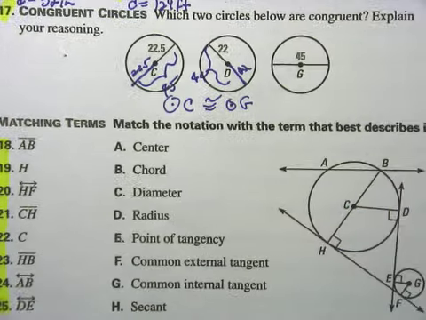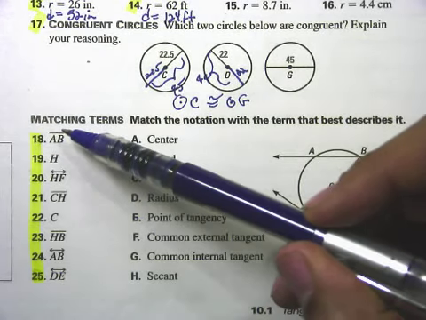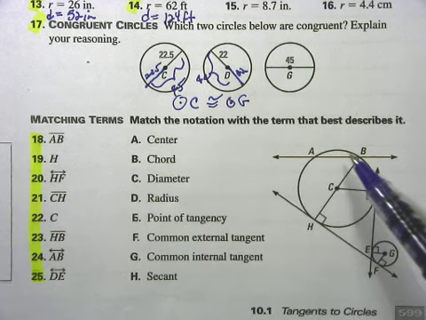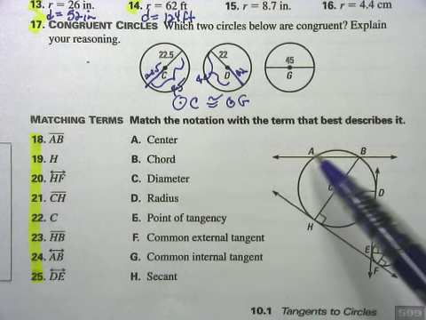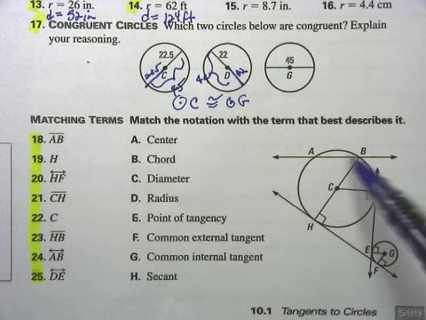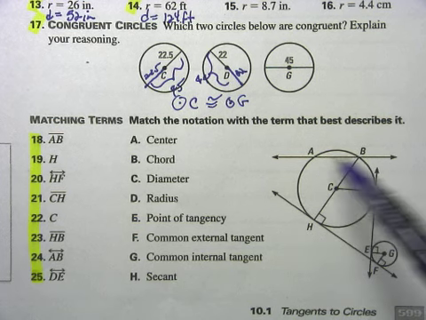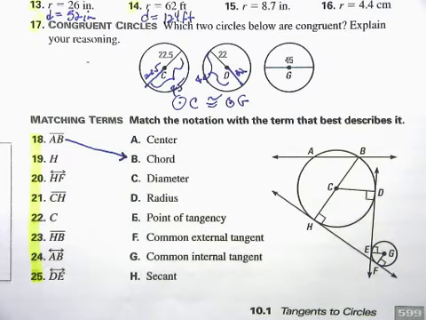Number 18 is a little bit tricky because if you notice here, see that line right there? That means a segment. Remember that. So when you're looking at this here, remember you're looking at segment AB. You're not looking at line AB, you're looking at the segment AB. And if you remember, this segment right here is touching two parts of the circumference, so that is a chord. So number 18 is letter B. It's a chord.